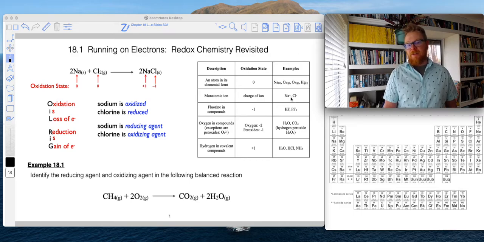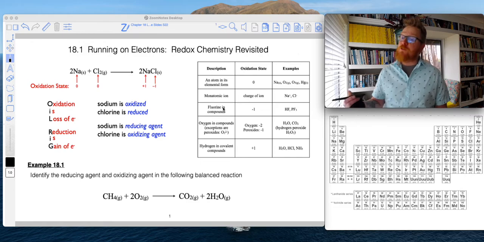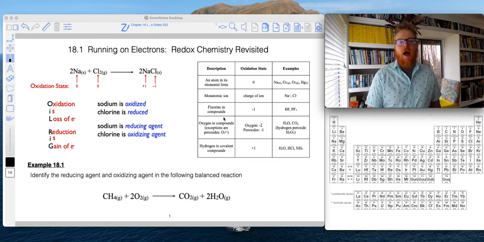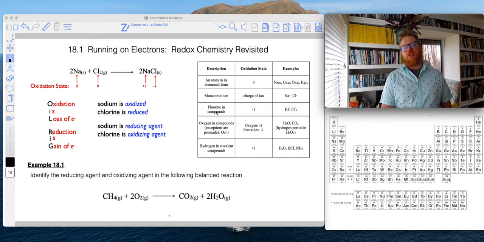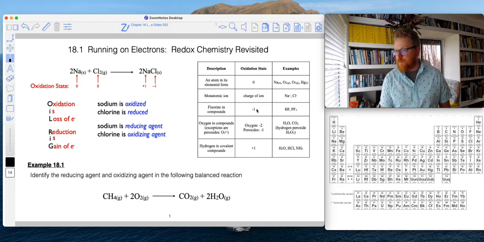Chloride has an oxidation state of -1. Fluorine is always -1 in compounds. Of course, F2 will be 0. And it's tempting to also say, well, then shouldn't chlorine and bromine always be -1? And if you recall, way back when we talked about weak acids, we saw the chlorine oxo acids have different oxidation states. So we really just predominantly say fluorine is -1 and the others can be variable.